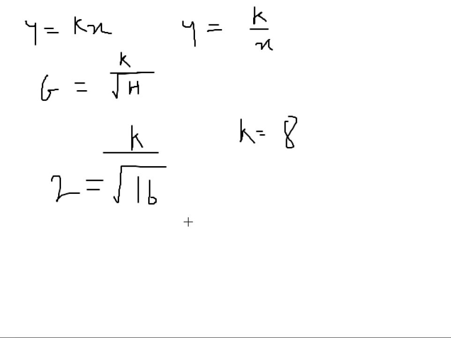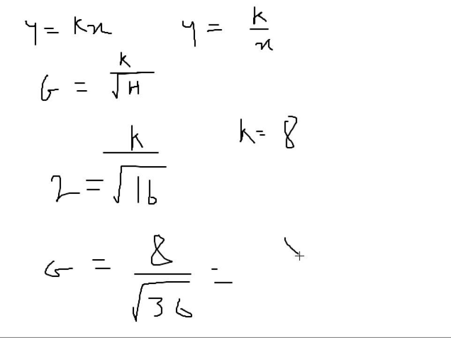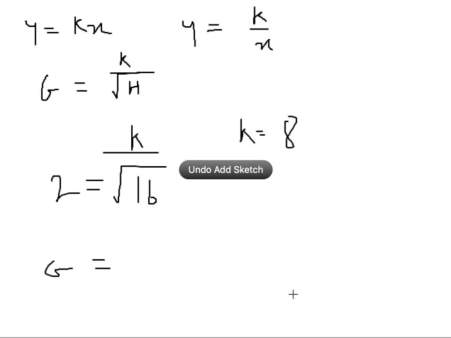Now earlier in the question it said, work out the value of g when h equals 36. So we just write out our equation again using 8 as k, square root of 36, that's obviously 6, so g equals 8 over 6. So that's how you do direct proportion, inverse proportion, sorry.